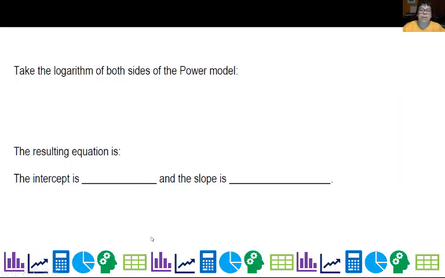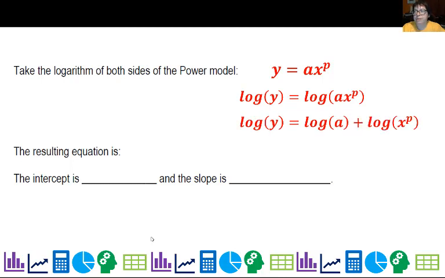So how does that work? Well, let's take a look at the power model, and we're going to take the logarithm of both sides. I'm doing log base 10 just to keep it simple. And you might want to remember some of your algebra 2 here. Log of y is equal to log of a times x to the p. When we have products in logs, we can break them up into addition. Log of y equals log of a plus log of x to the p. And you might remember that exponents in logs can come down and become a coefficient in front of the log, which is what we get there.